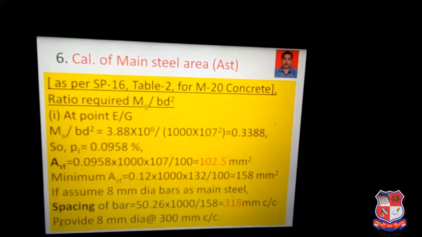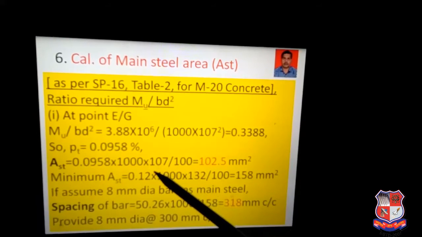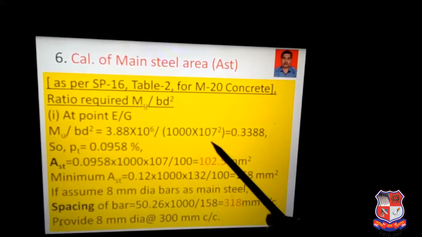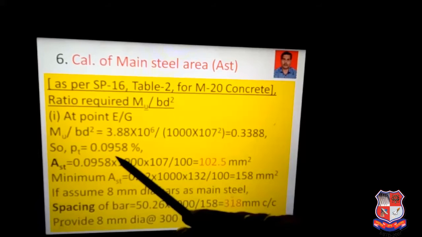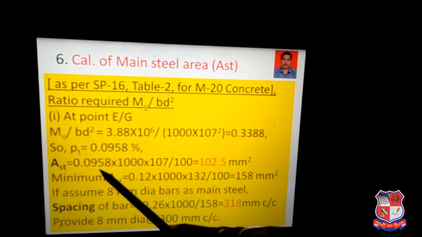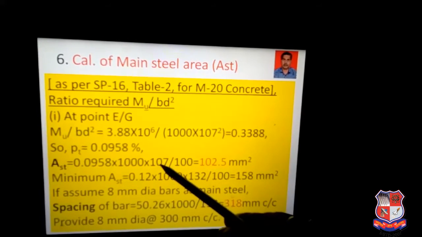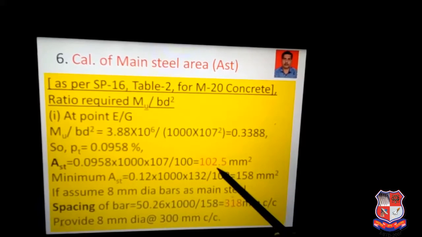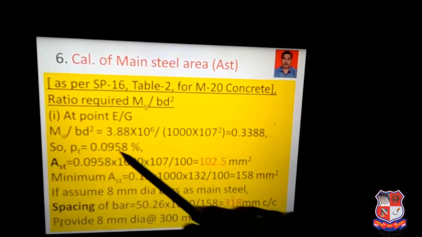So at the midpoint of the end span, we get Mu by b d square, the total moment 3.18 into 10 to the 6 divided by 1000 and 107 square, that is d square. So this is 0.3388. For this ratio from table 2, we get pt 0.0958%, and using this percentage, the area of steel Ast comes as this percentage into the b value into the D value divided by 100, that is 102.5 millimeter square. Now you see this percentage is very less.